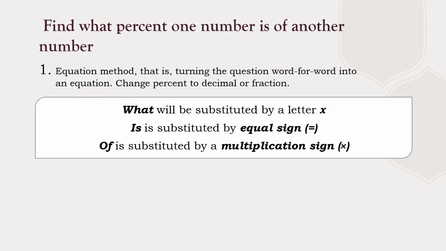Now here, find what percent one number is of another number using the equation method, that is, turning the question word for word into an equation. Change the percent to a decimal or fraction. Let us remember this: "what" will be substituted by the letter x, "is" is substituted by an equal sign, and "of" is substituted by a multiplication sign. Let's see the following example.